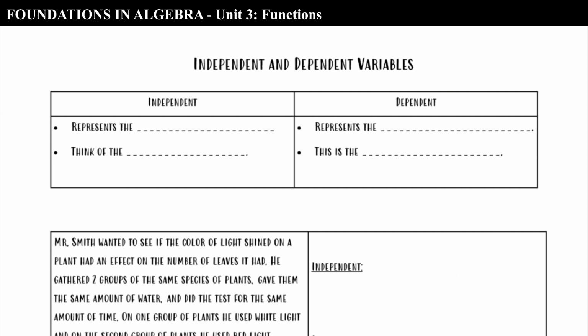So an independent variable represents the x-axis. So here you're going to think about the input, okay? And then the dependent variable represents the y-axis. And here you're thinking about the output. This is what the result is. Okay? So let's do some examples of this.